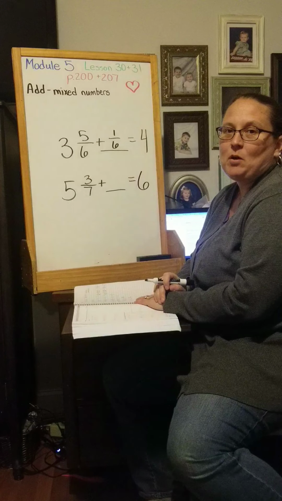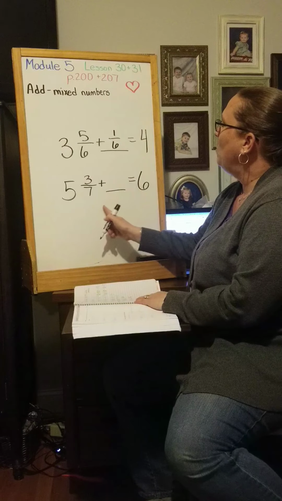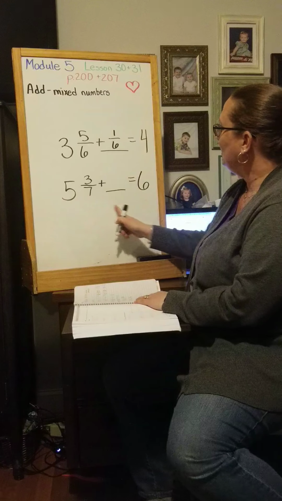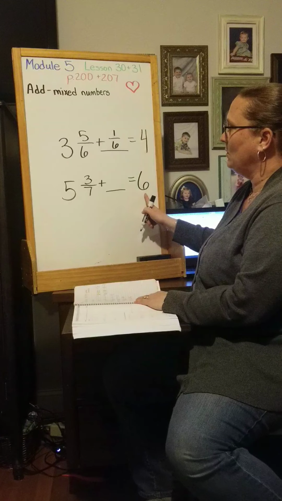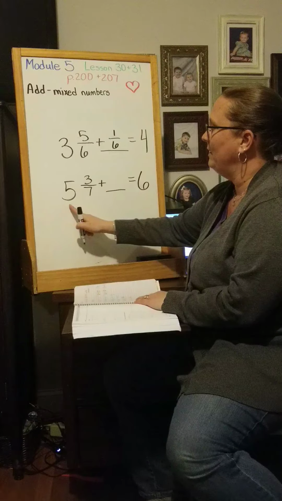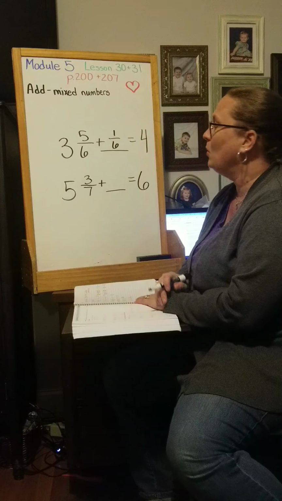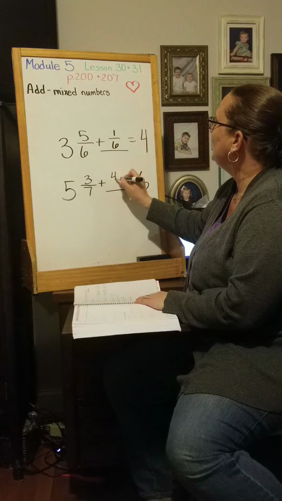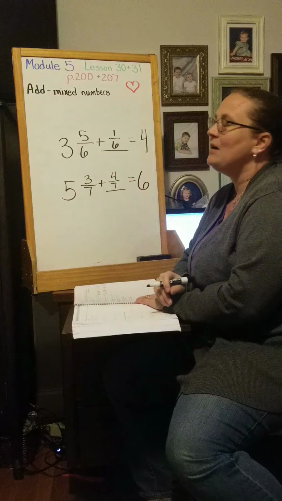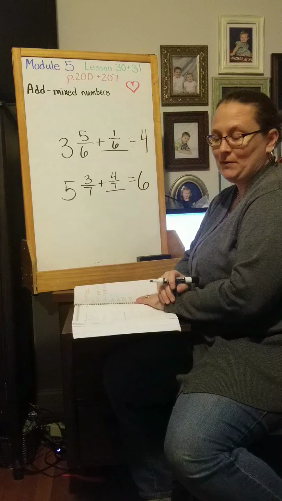Okay, same kind of problem. I've got to figure out, what do I need in order to make another whole to have 6 wholes? Right now I have 5 and part. What other part do I need? Well, if I have sevenths, I know 7/7 is a whole, so I would know I needed 4/7 more. Okay?